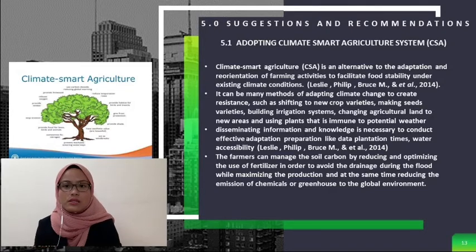So in conclusion, climate smart agriculture can help farmers to produce more plants such as rice or palm oil, and this will help to increase production and at the same time can increase the food security in Malaysia.